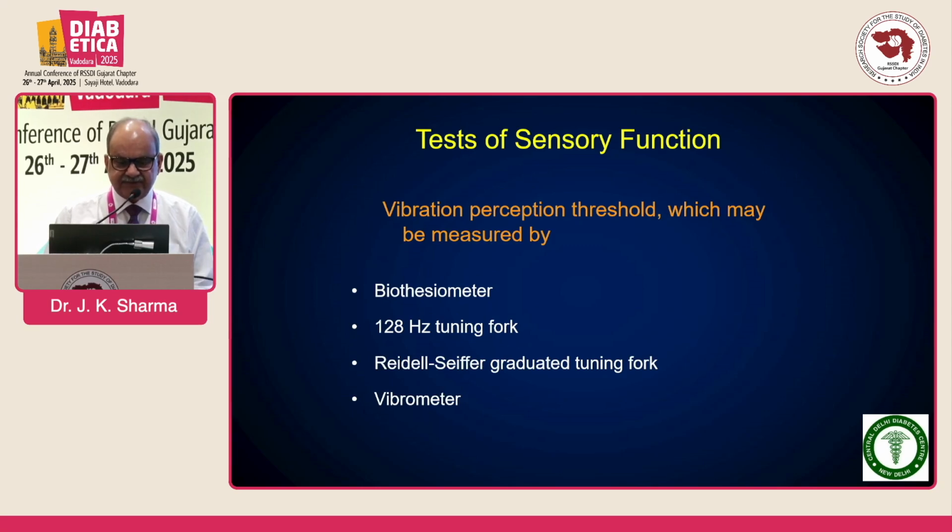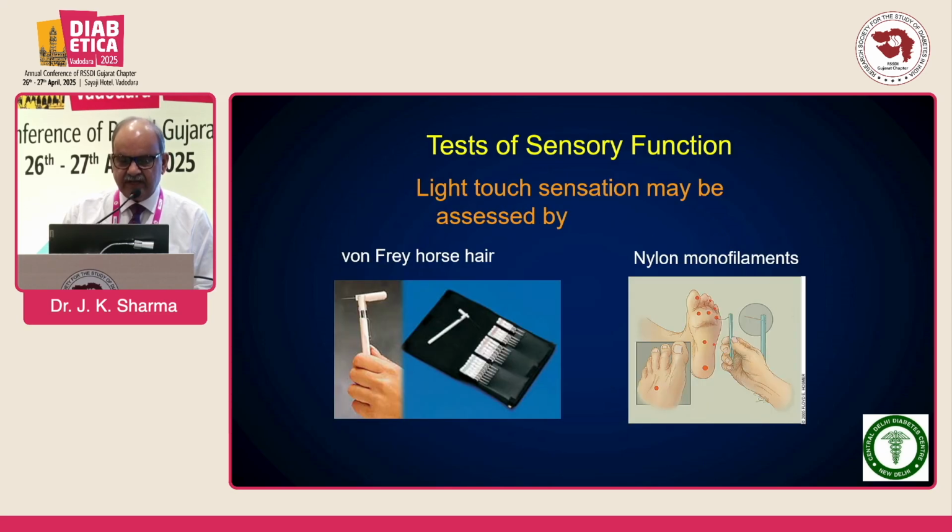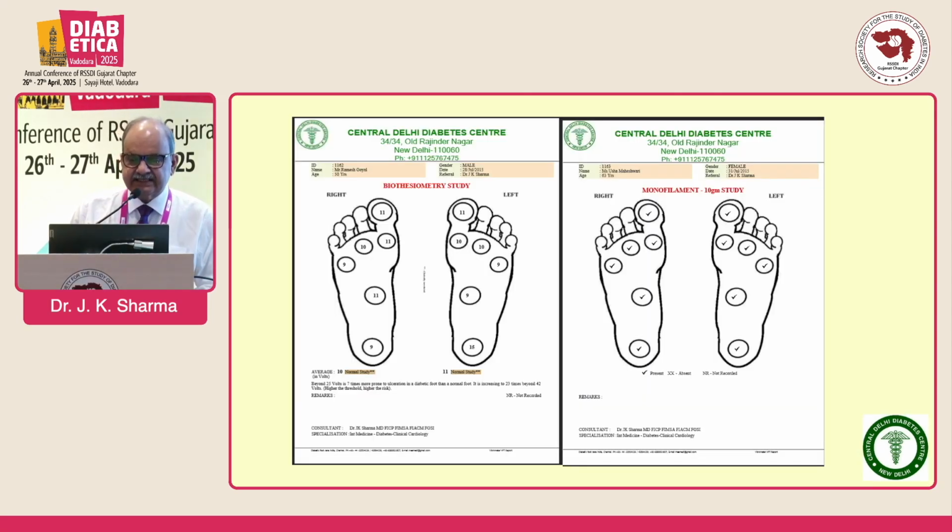Now this is the test for sensory function by the biothesiometer. The vibration perception threshold may be measured by a biothesiometer or a 128 Hz tuning fork, and other methods also. The biothesiometer is used commonly to measure the vibration perception threshold. And lighter sensation may be assessed by von Frey horsehair or the nylon monofilament, which we usually do. And these are the tests for peripheral neuropathy in our clinic.